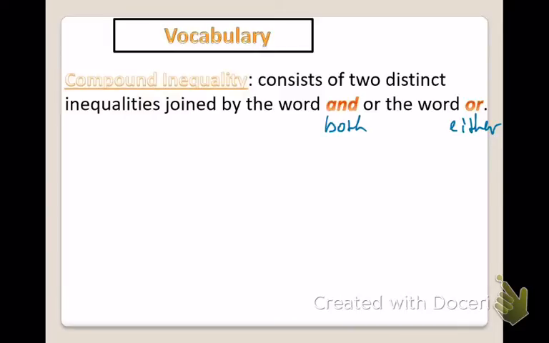In an and compound inequality, the solutions I'm looking for are ones that will satisfy both inequalities. Because there are going to be two inequalities, and we want to make sure we're looking at the solutions for both of them, not just one of them. In an or, we'll take solutions from either one. We don't really care. So we need to consider and graph both inequalities, because we don't care which one we use.